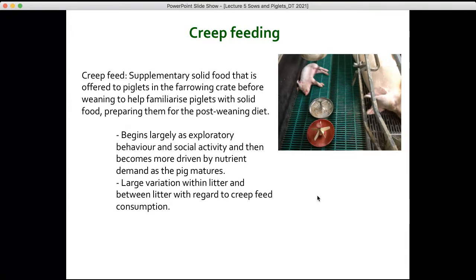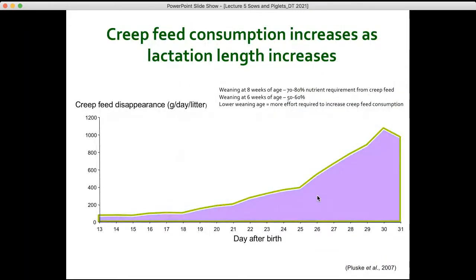There is a large variation within litter of the piglets that will eat it and who won't eat it, and there's a large variation between litters as well. And this is just some data to show you how gradual the increase in creep feed is over time. So this is creep feed disappearance in grams per day per litter, and then we've got day after birth on the x-axis. And if you recall, we're weaning our pigs around day 21 to day 28.